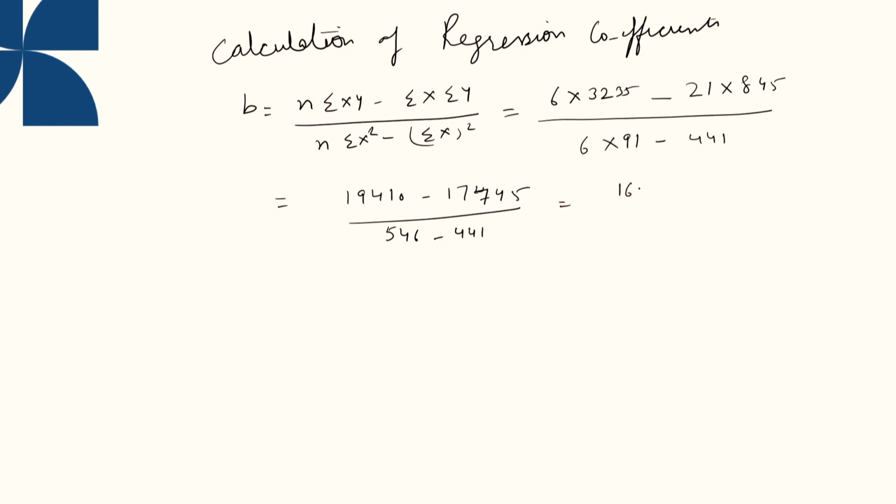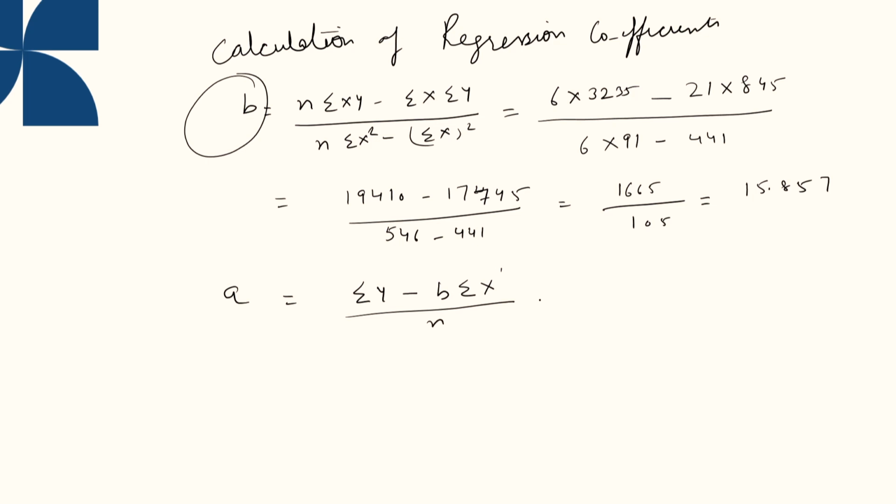We got the balancing figure of 1665 upon 105, which will be equal to 15.857. You can see we have computed one variable, that is b. Then the next is the computation of a, where a is equal to summation of y minus b into summation of x upon n, which is equal to summation of y, we just computed 845, minus b, 15.857, to be multiplied by summation of x, that is 21. The whole is to be divided by 6.